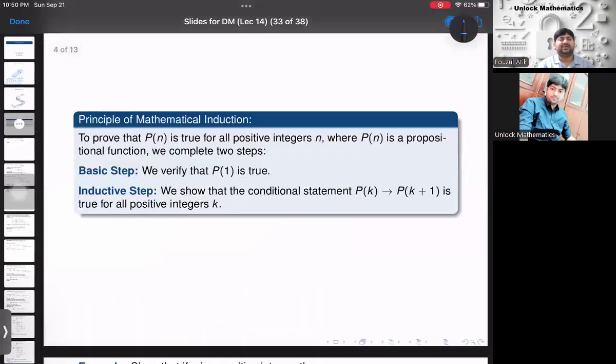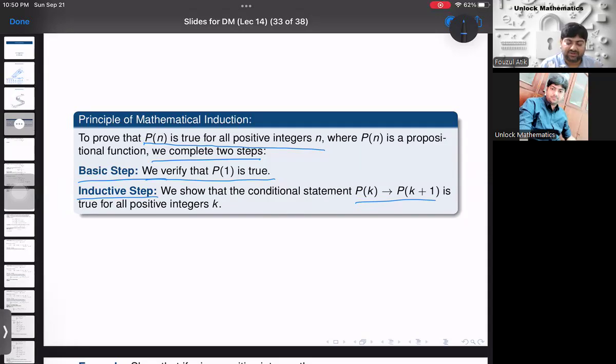So therefore this is the principle of mathematical induction. To prove that a statement P(n) is true for all positive integers n, where P(n) is a propositional function, we complete two steps. One is we verify that P(1) is true, and that is the basic step. The other is the inductive step, where we show that the conditional statement P(k) implies P(k+1) is true for any positive integer k.